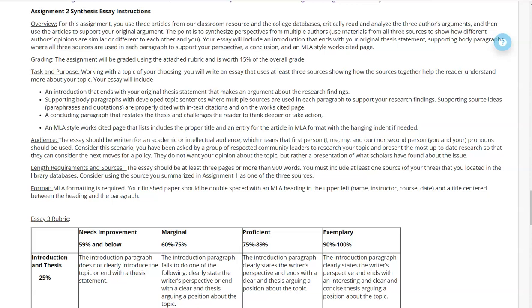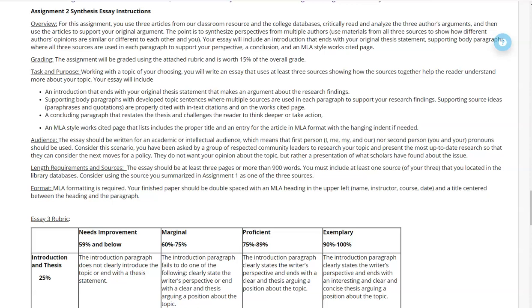And so your essay will include an introduction that ends with a thesis statement that tells us what we can learn from these different sources about the topic, supporting body paragraphs where you use all 3 sources in each paragraph to support your perspective, and then a conclusion.